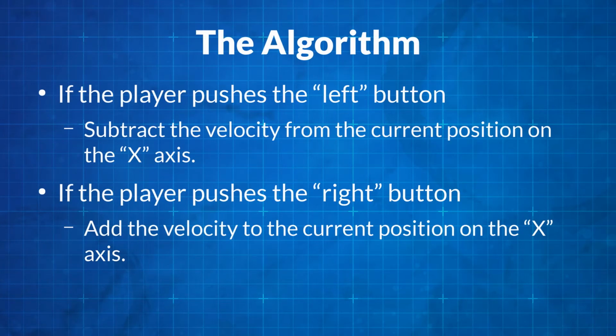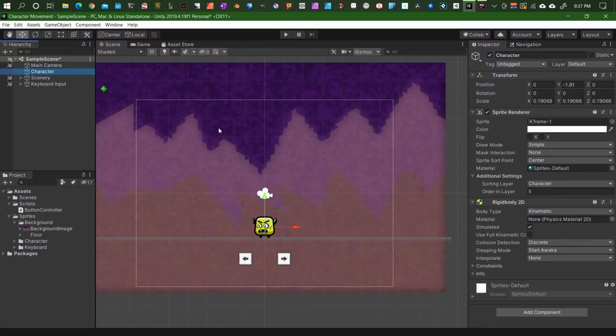With our speed defined, let's lay out the algorithm. If the player pushes the left button, we need to subtract our velocity from the current position on the x-axis. On the other hand, if the player pushes the right button, we need to add our velocity to the current position on the x-axis. With our algorithm out of the way, let's get this character moving.